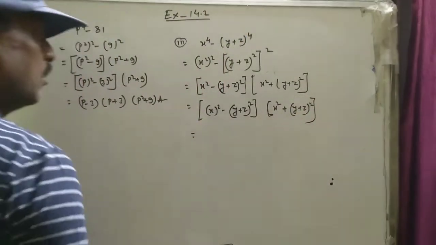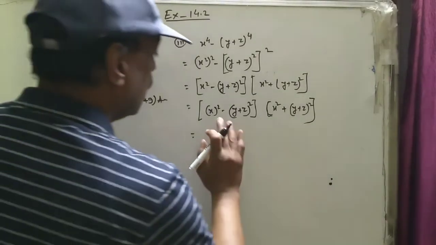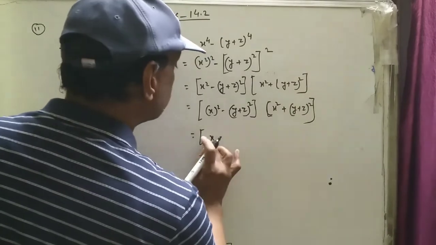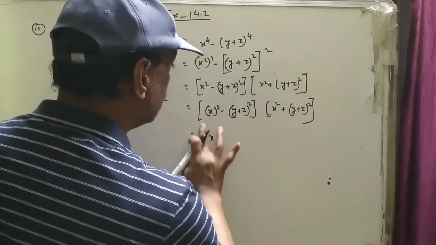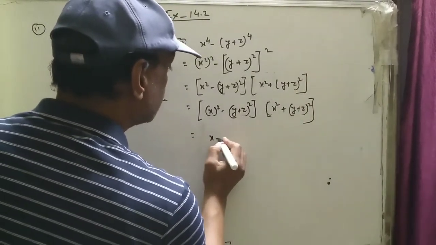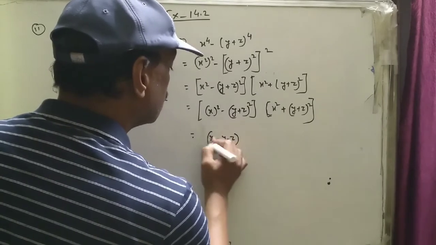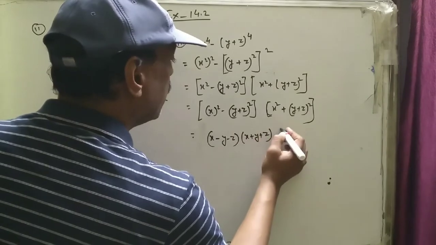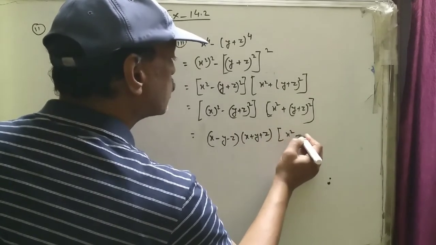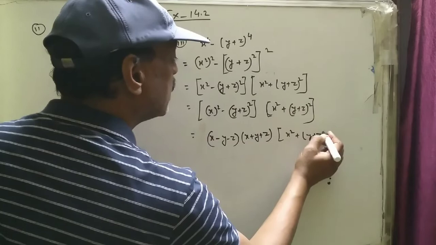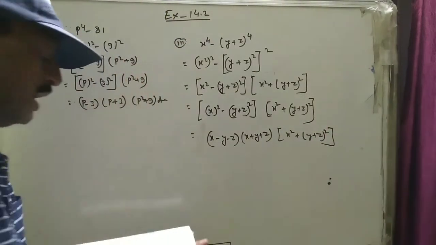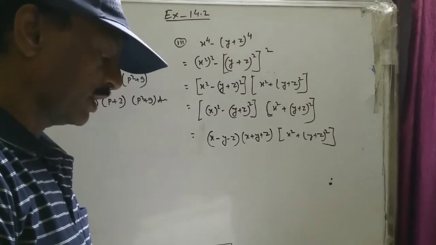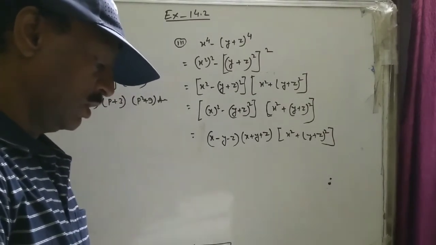Okay, formula will be used here again: a minus b, a plus b. So a minus b, we will write x minus y minus z, and this will be x plus y plus z, and here it will be x square plus y plus z whole square. Let us compare this with the answer sheet in exercise 14.3, question number 3.